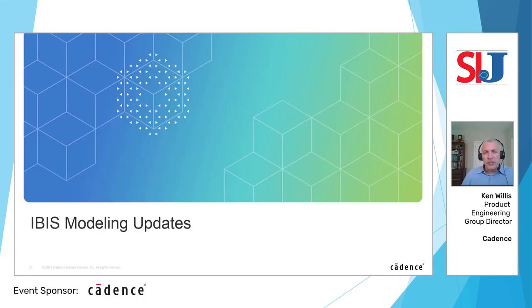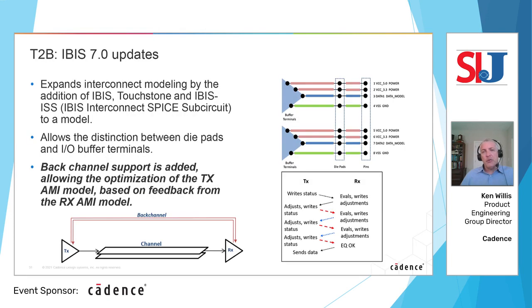Next, we'll look at some recent IBIS modeling updates. A number of updates were made for the IBIS 7.0 specification. One of these is the ability to include a touchstone file directly into an IBIS model. Another is support for back-channel optimization. This enables the receiver in an AMI model to take judgment on the signal quality and provide feedback to the transmitter as to how to adjust its tap settings.